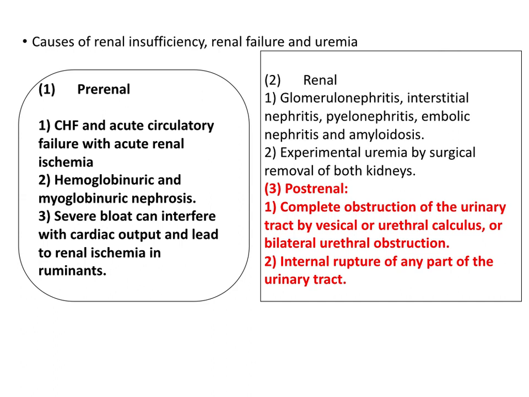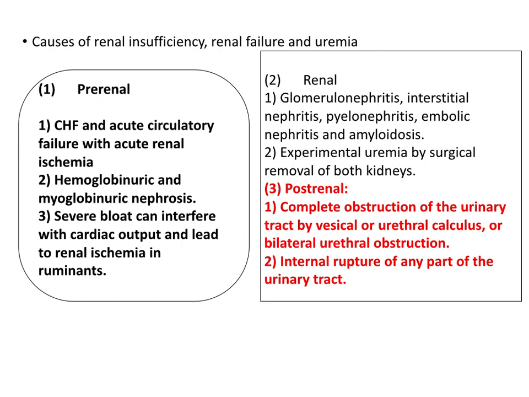There are pre-renal causes, renal causes, and post-renal causes. The pre-renal causes include congestive heart failure (CHF) and acute circulatory failures with acute renal ischemia. Number 2, hemoglobinuric and myoglobinuric nephrosis. Number 3, severe bloat can interfere with cardiac output and lead to renal ischemia in ruminants.